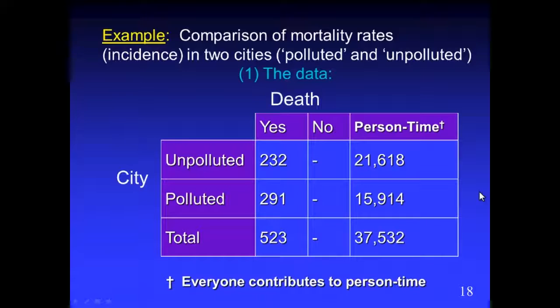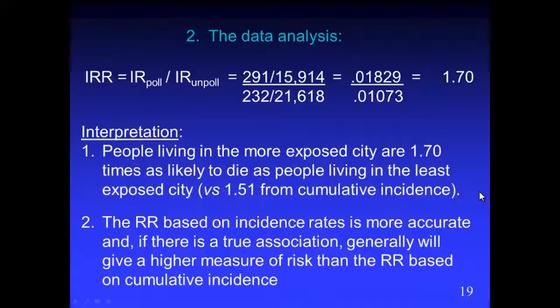So those are the data, the same number of deaths, and then if we do the data analysis, we calculate the incidence rate in the polluted city, divided by the incidence rate in the unpolluted city. We simply use those data in the previous table, and we calculate an incidence rate ratio of 1.7, in which case we might say that the people living in the polluted city are about 1.7 times as likely to die as people living in the unexposed city.